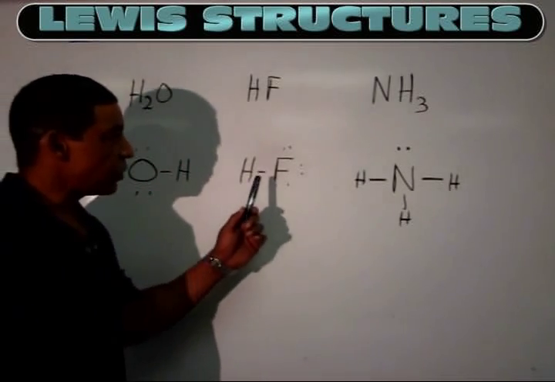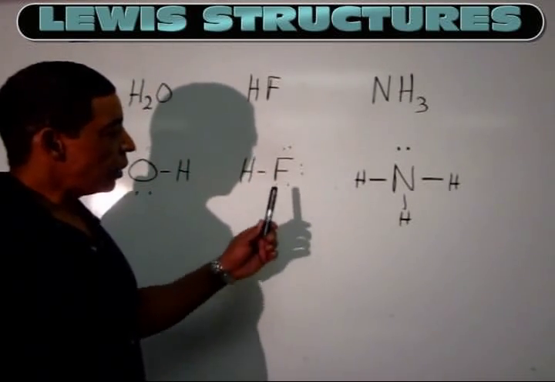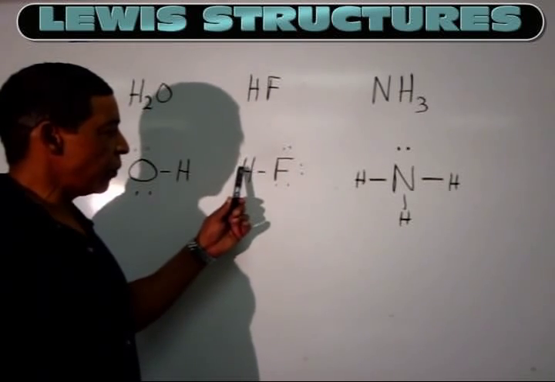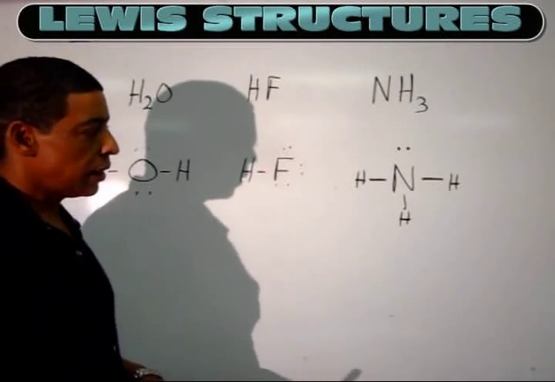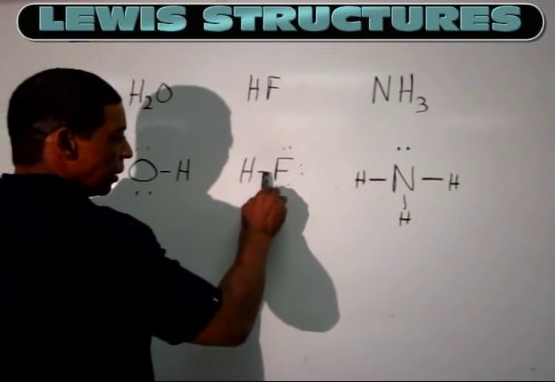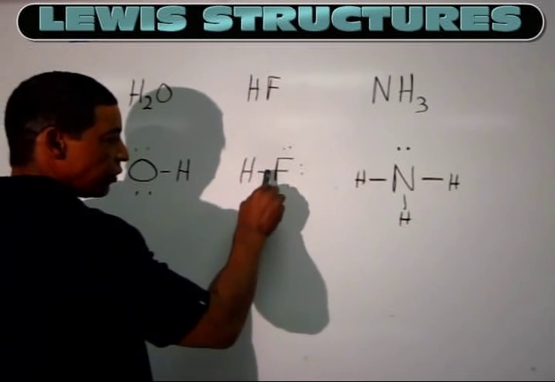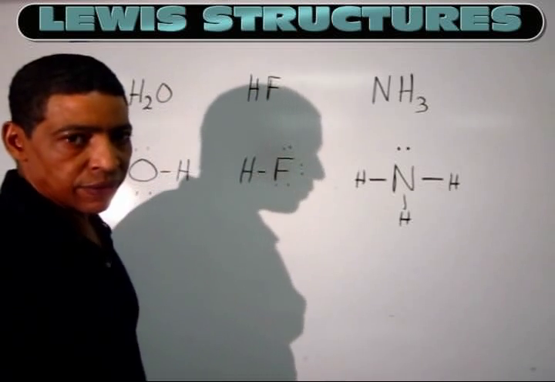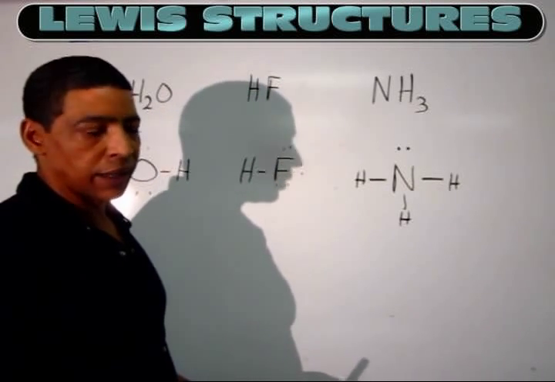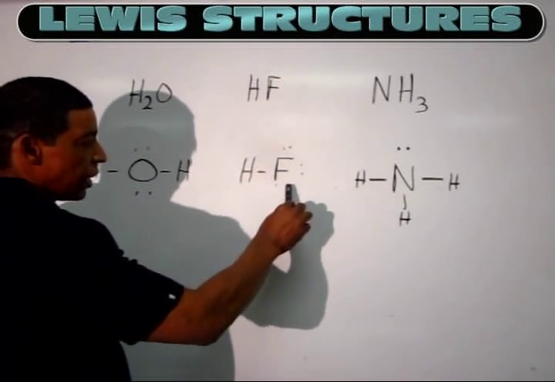In the case of hydrogen fluoride, fluorine contributes 7 and hydrogen contributes 1 for a total of 8. Connecting the fluorine to the hydrogen consumes 2, which leaves 6 electrons remaining, which will be used to satisfy the fluorine.